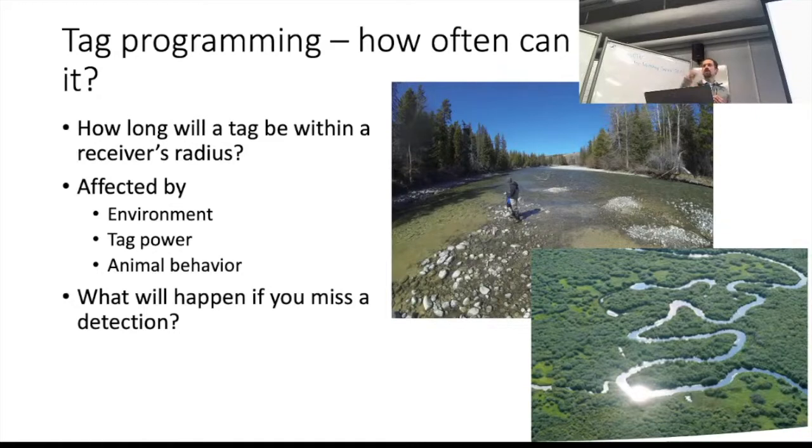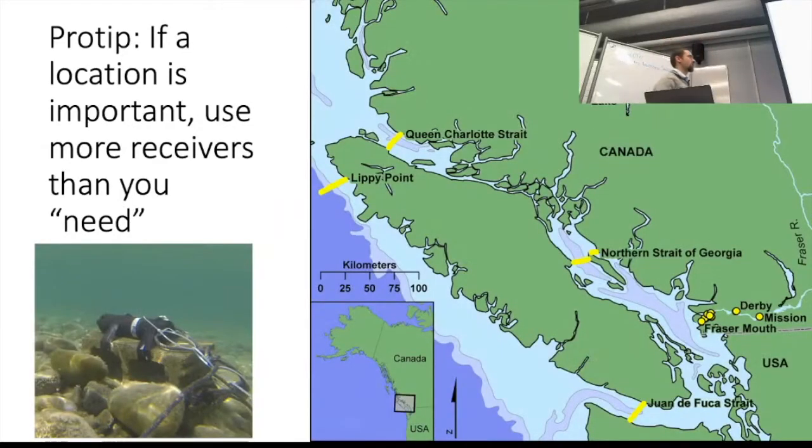And at each location or each part of your array, if you miss that detection there, are you able to answer the question that you want? We're never going to get all of the detections, but you need to prioritize locations and think about this. And so one of my tips is that if you have a location that's really important, use more receivers than you "need." I'm putting need in quotations there, right?